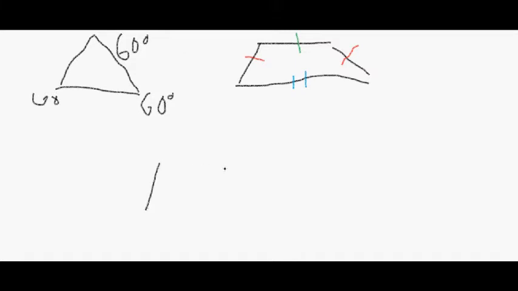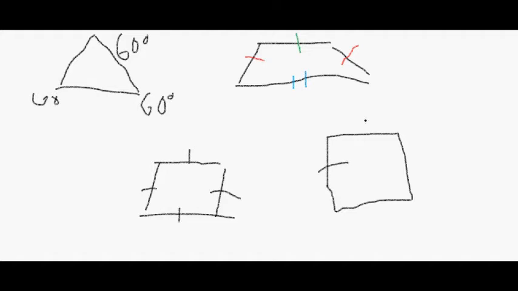Next is a rhombus. A rhombus is basically a slanted square. Alright, all the sides should be equal to each other. Right, but it's basically a slanted square, more or less. Then we have a square. So square, all the sides are the same, right? And they're 90-degree angles.